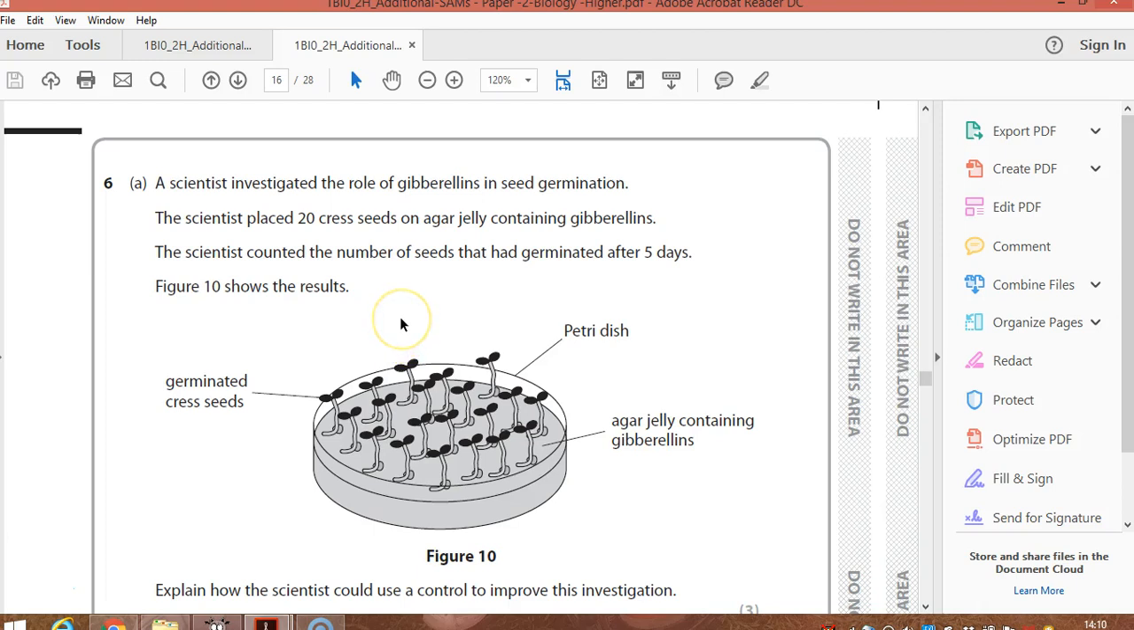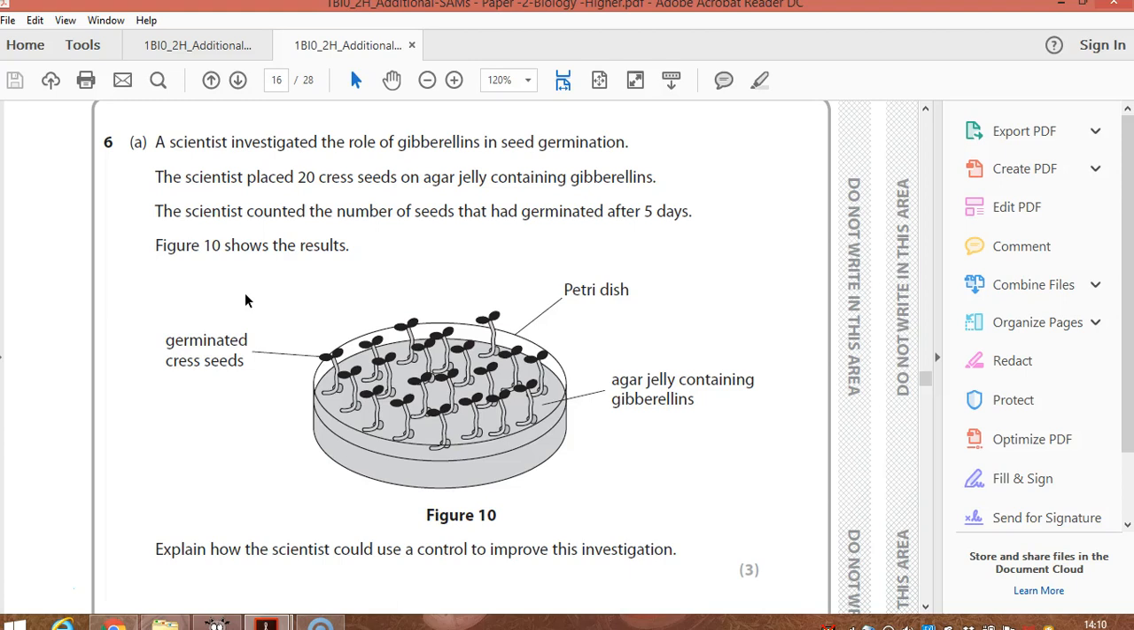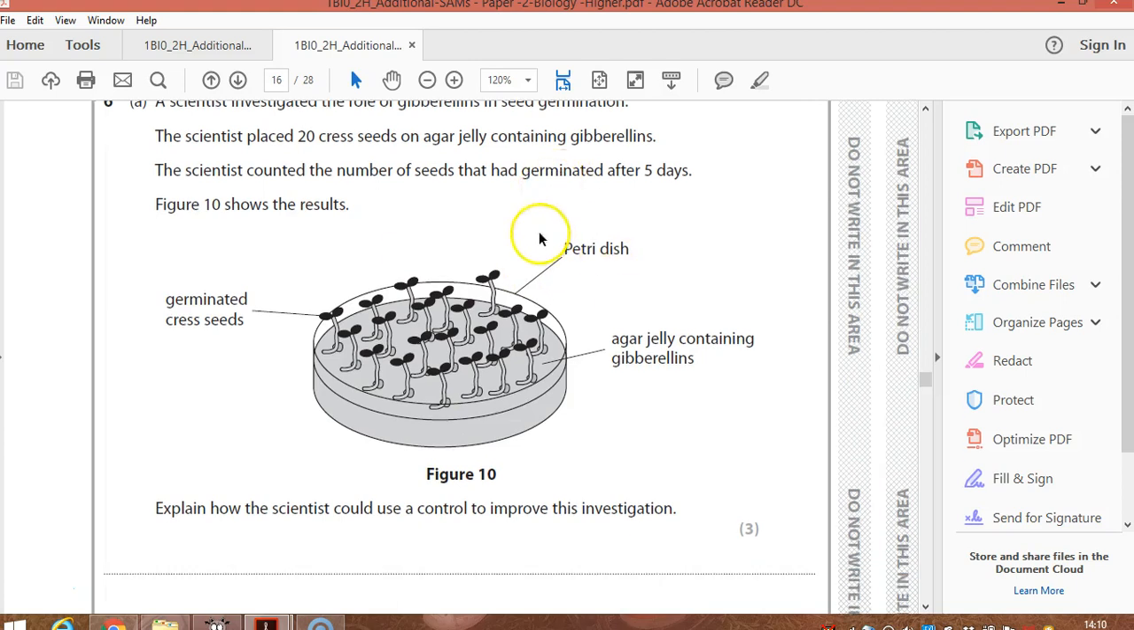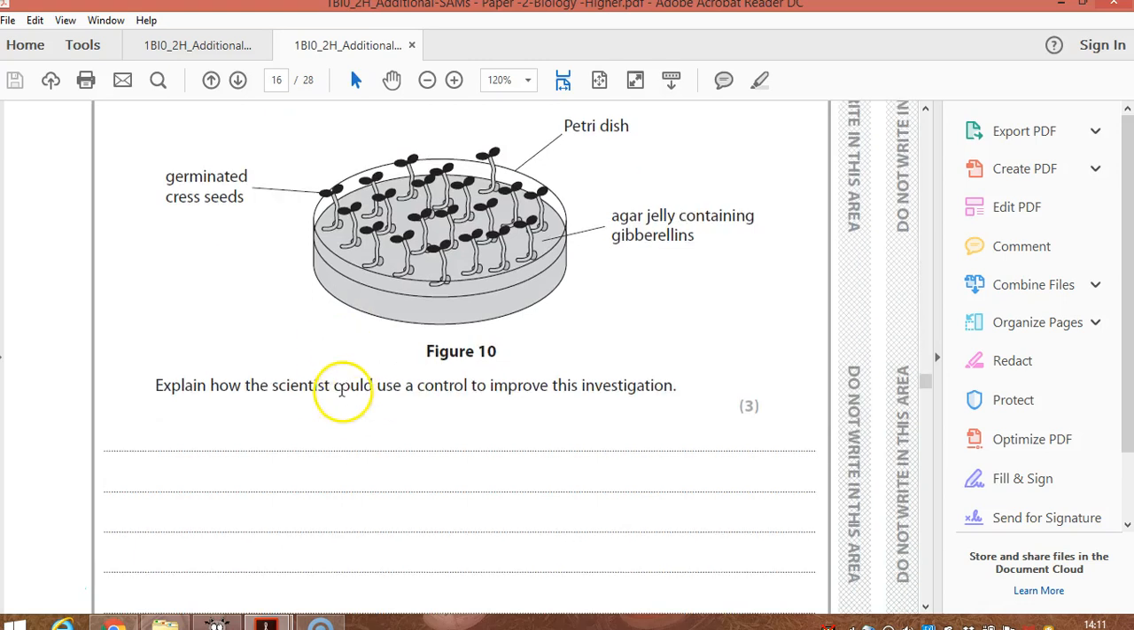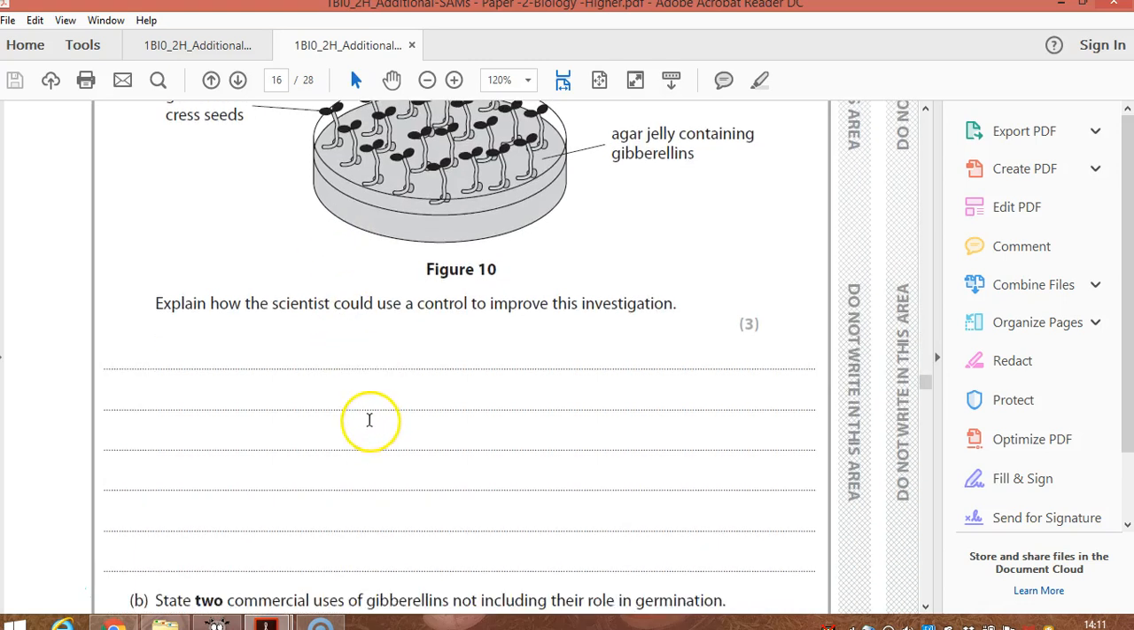Right, question 6. A scientist investigated the role of gibberellins in seed germination. The scientist placed 20 cress seeds on agar jelly containing gibberellins. The scientist counted the number of seeds that had germinated after 5 days. Figure 10 shows the results. So you've got to count them. 1, 2, 3, 4, 5, 6, 7, 8, 9. Yeah, so you go. Explain how the scientist could use a control to improve this investigation.